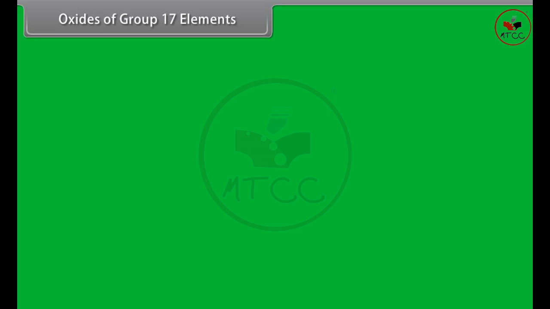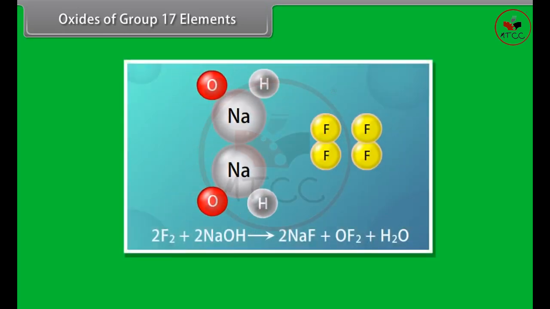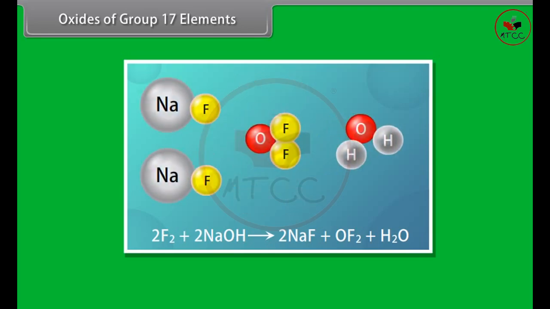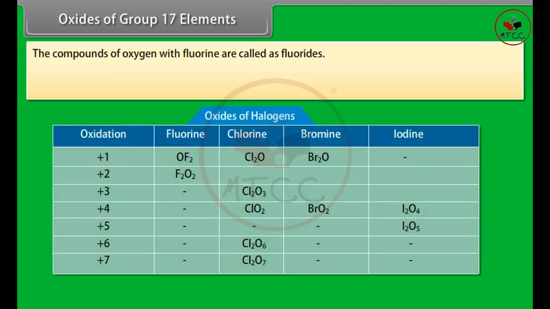Oxides of group 17 elements. Halogens do not combine with oxygen directly. For example, oxygen difluoride, OF2, is prepared by the action of fluorine on 2% sodium hydroxide solution. The compounds of oxygen with fluorine are called fluorides because fluorine is more electronegative than oxygen.